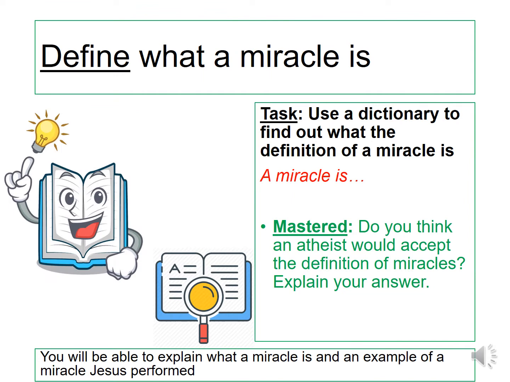So Year 7, your first task of this lesson is to either use a dictionary or a Google search to define what a miracle is. So you're obviously going to be looking at the definition of the miracle, and I want you to put that definition in your own words. You've got a sentence starter in red to help you.